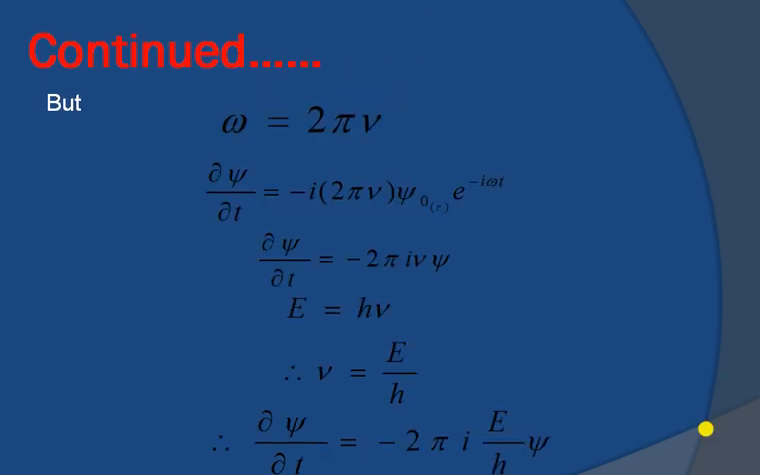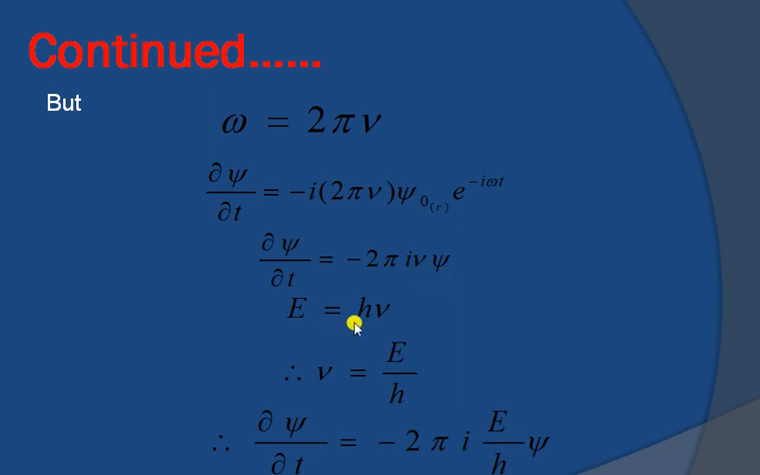Now we know that omega, which is called the angular velocity, is equal to 2 pi nu. Now this gives dou psi by dou t equal to minus i 2 pi nu into psi 0 e raised to power minus i omega t. Here we have substituted the value of omega as 2 pi nu. Now dou psi by dou t equal to minus 2 pi i into nu into psi.